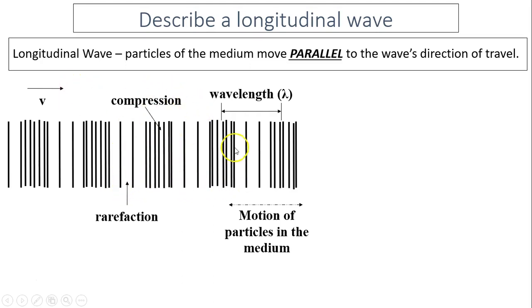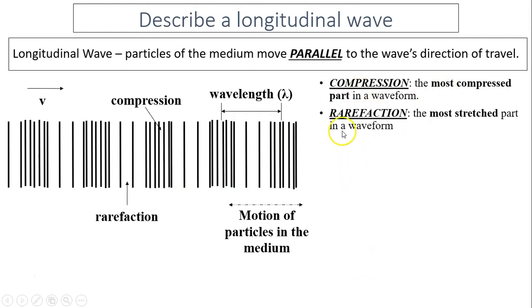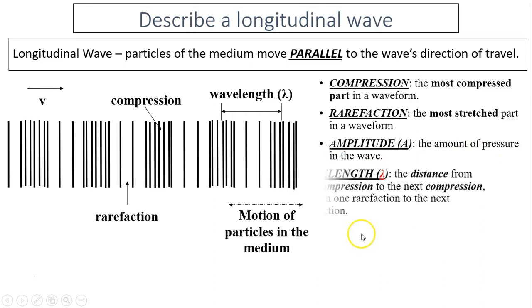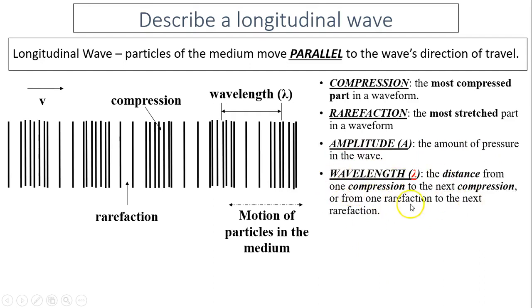The wavelength is the length of one wave. It could be from a compression to the next compression, the corresponding points, or from a rarefaction to another rarefaction. Here is a compression, the most compressed part. Rarefaction is the most stretched out part. Amplitude is the amount of pressure in the wave. And wavelength is the distance from one compression to the next compression, or from one rarefaction to the next rarefaction. It has to be the corresponding points.